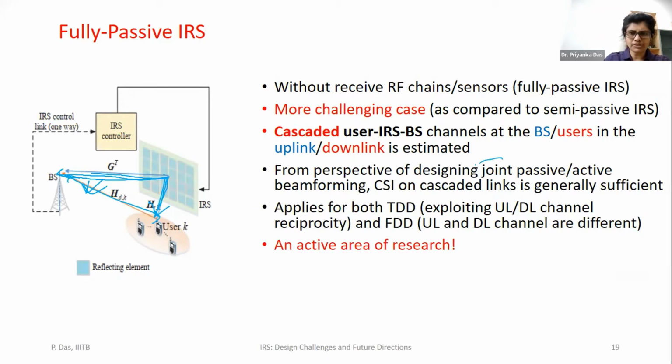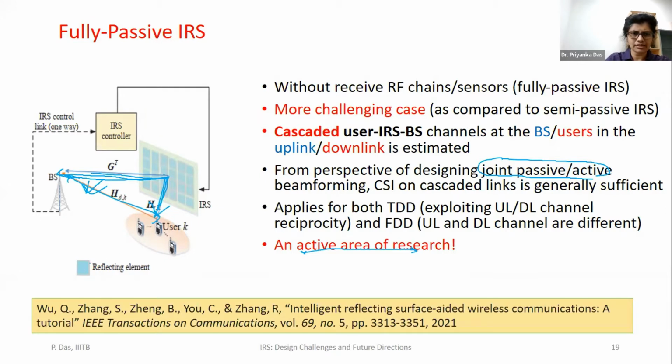Hopefully, in most of the research work that we see, if you know the cascaded channel information, from the perspective of joint beamforming it is sufficient. So people are talking about how to estimate the cascaded channel more efficiently for this case, and you can see a lot of research going on in this direction. Again, I am citing a single paper, which is the mother of all things. You can go anywhere you want from here.